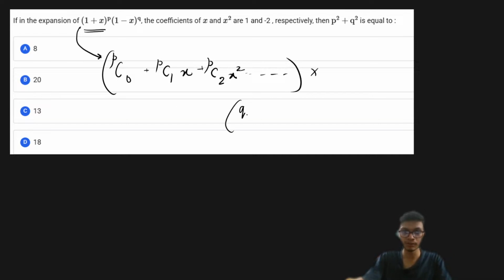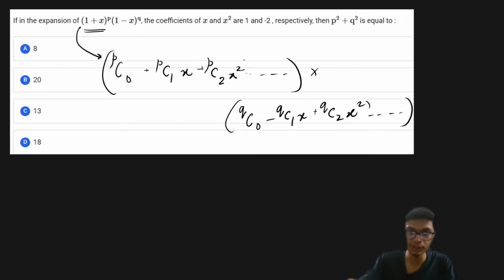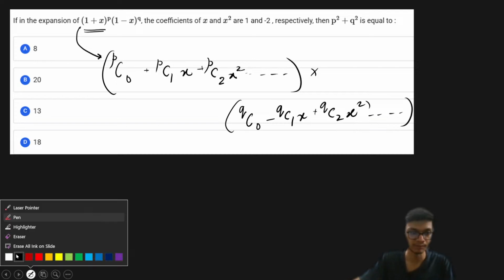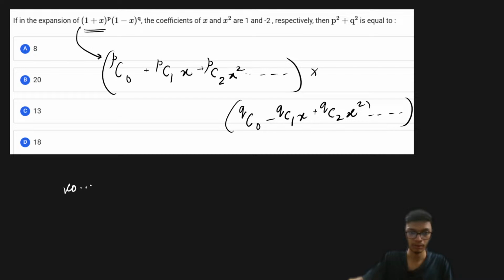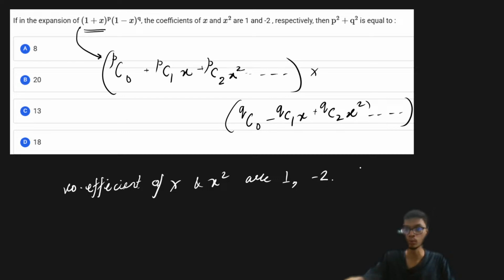Multiplied with this QC0 minus QC1x plus QC2x square and so on, right? So the coefficients of x and x square are given as 1 and minus 2 respectively, right? That is what we have mentioned in the problem.